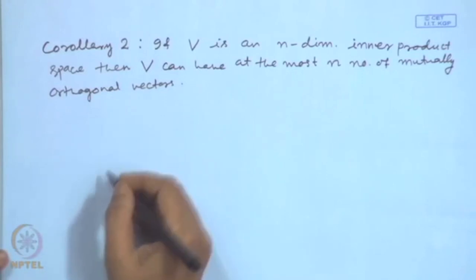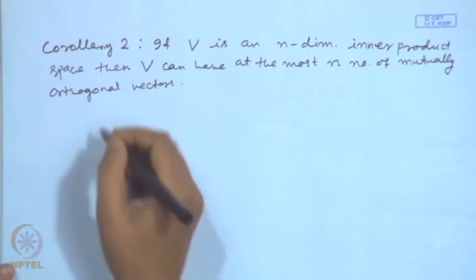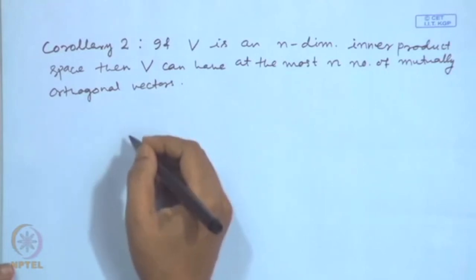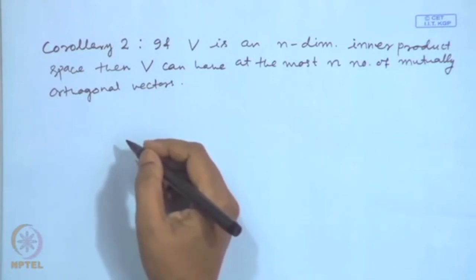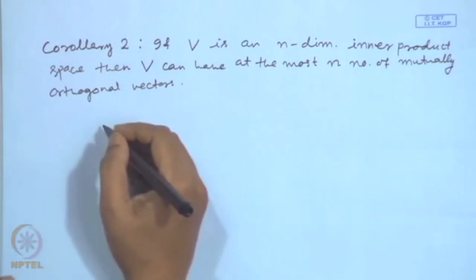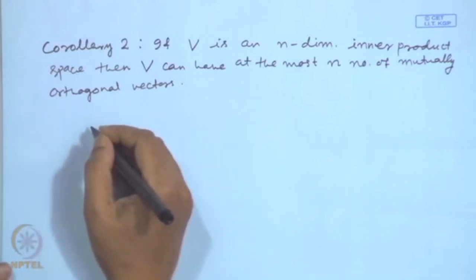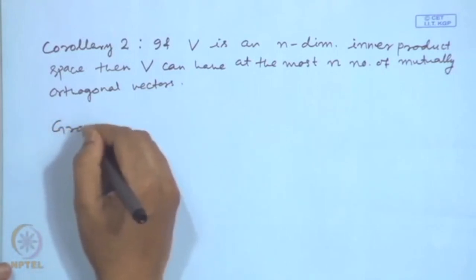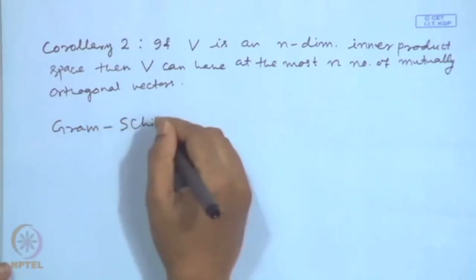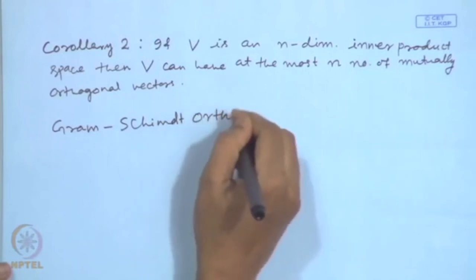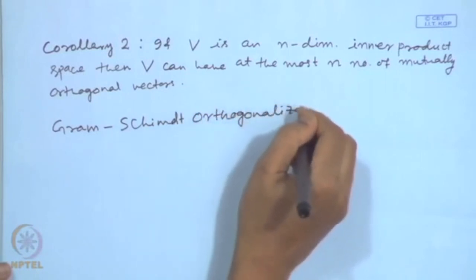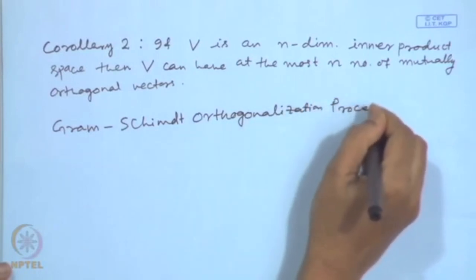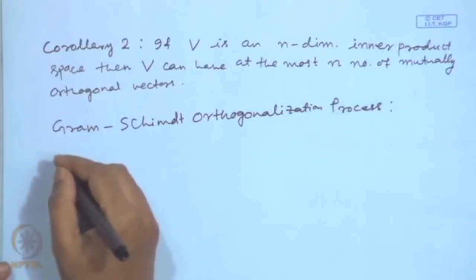Next, we will see another important result of inner product spaces: given any set of linearly independent vectors, we can construct an orthogonal set of vectors from those given linearly independent vectors, and that process is called the Gram-Schmidt orthogonalization process. This result we write as a theorem.